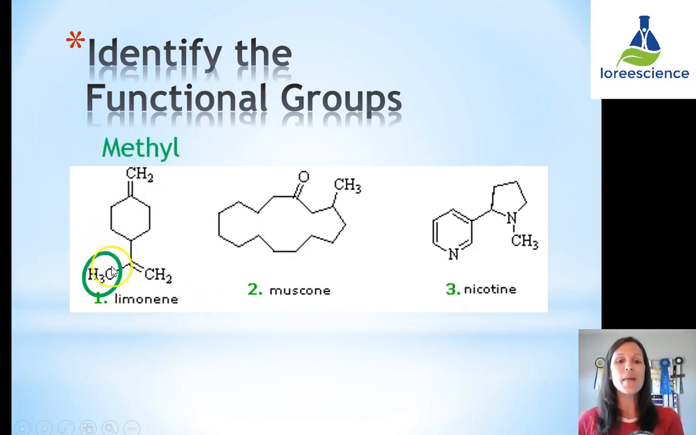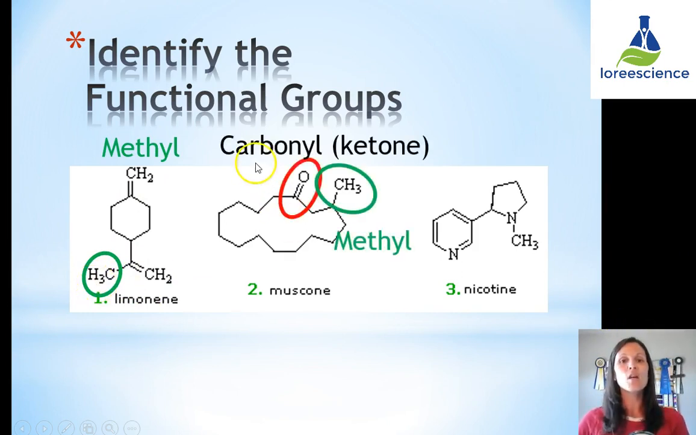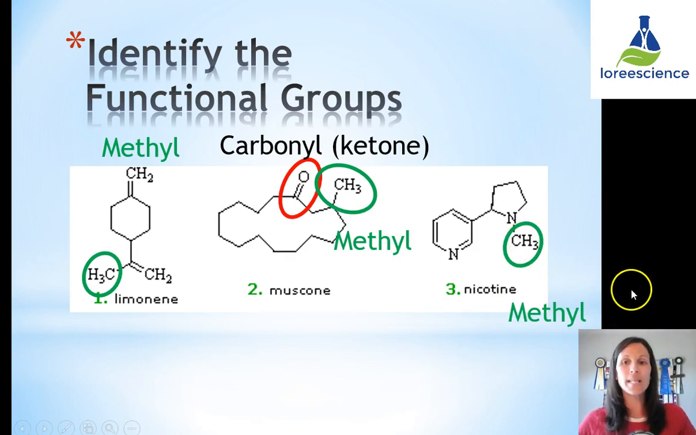Correct, you have a methyl group down here in the CH3. There are no other functional groups. What about molecule 2? Well, there are 2. You have the double bonded oxygen. Remember, each bend represents a carbon. Double bonded oxygen, that carbon is bound to 2 other carbons. It must be a carbonyl, specifically a ketone. There's another methyl. And lastly, in the molecule nicotine, we only have a methyl group. Keep practicing. That's the best way to identify them, is practice identifying them.